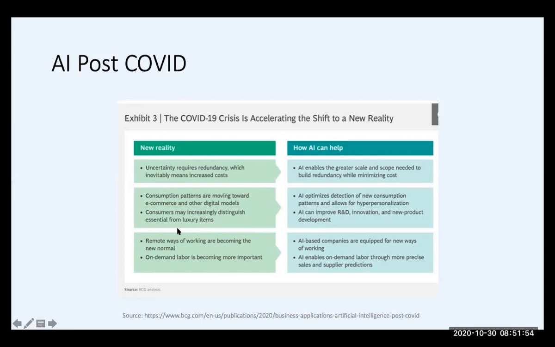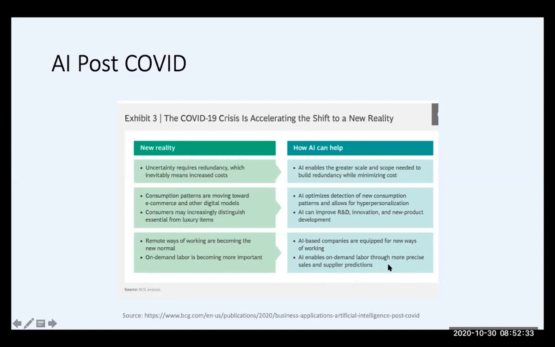Consumers may increasingly distinguish essential from luxury items, and AI can improve R&D, innovation, and new product development. The next new reality is that remote ways of working are becoming the new norm, and AI-based companies are equipped for new ways of working. The last new reality is that on-demand labor is becoming more important. But how can AI help? AI enables on-demand labor through more precise sales and superior supply predictions.